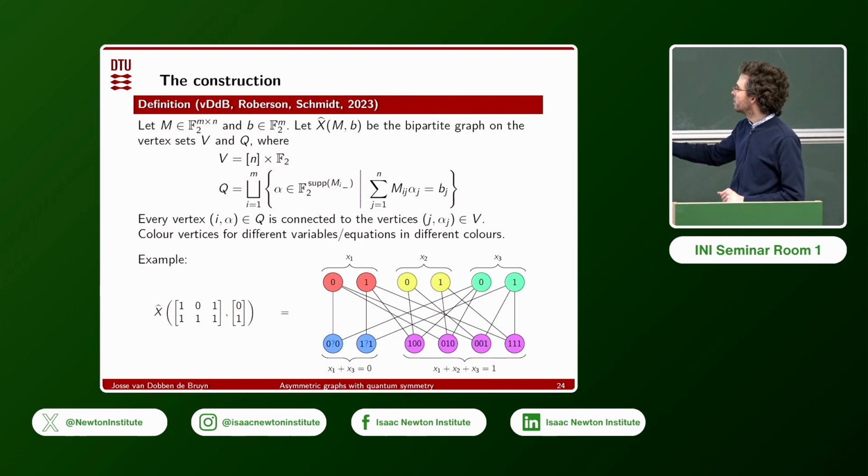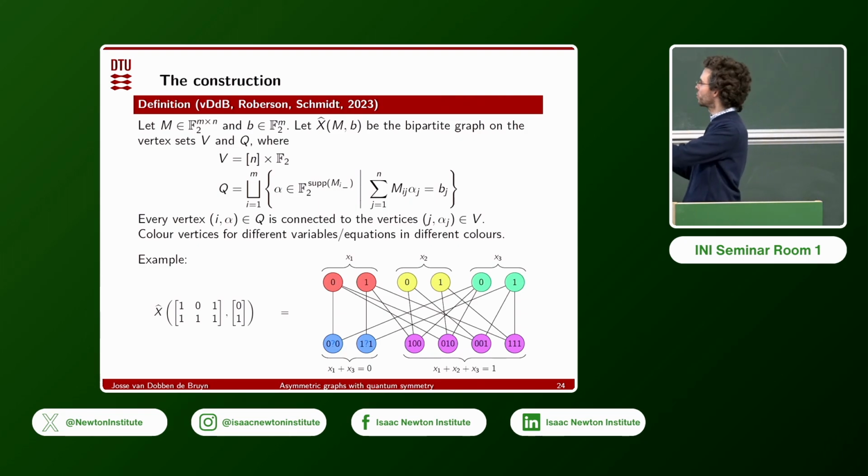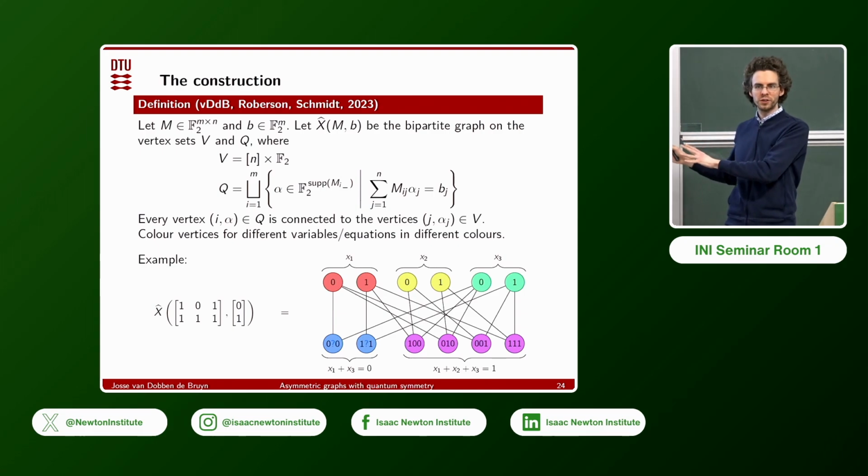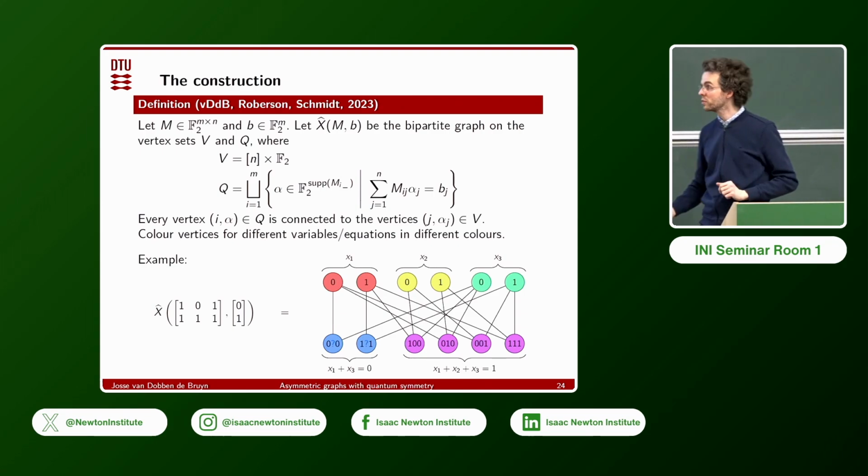And then finally, we make this into a colored graph by giving every variable and every equation its own color. And the edges are from every equation vertex to the corresponding variable vertices. So for instance, here we have 0, 1, 0. So we connect it to the 0 vertex of x1, connect it to the 1 vertex of x2, and we connect it to the 0 vertex of x3. This is a colored graph that somehow encodes the linear system, and it turns out that this is going to give us what we want.